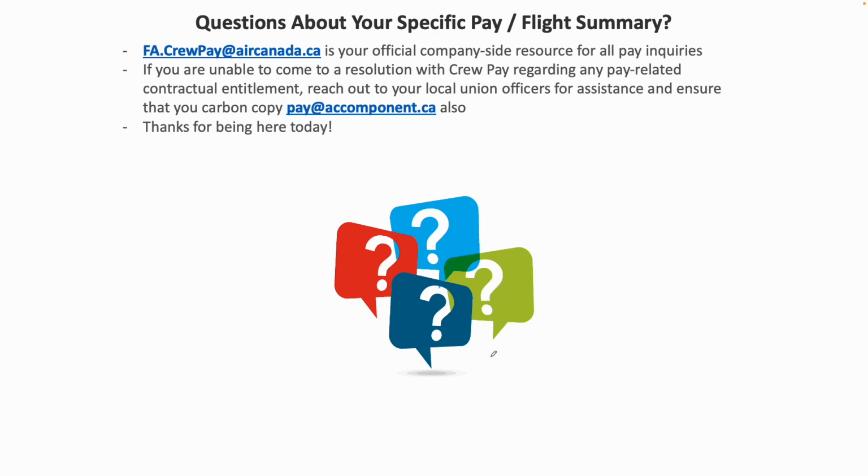If you have questions about your specific pay or flight summary, fa.crewpay@aircanada.ca is your official company-side resource for any of your pay inquiries. That should be your first point of contact. If you are unable to come to a resolution with CrewPay with respect to any pay-related entitlement, you can then reach out to your local union officers for assistance, and then make sure that you carbon copy pay@acomponent.ca as well, as you are looking to recover any missed monies.